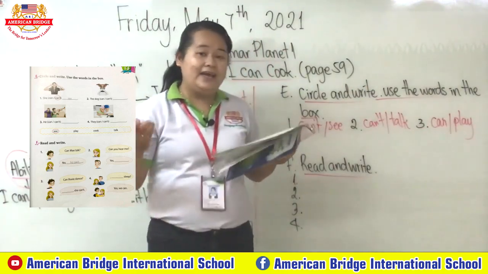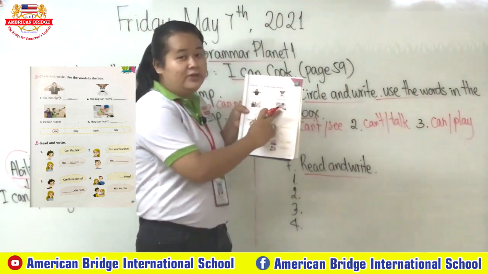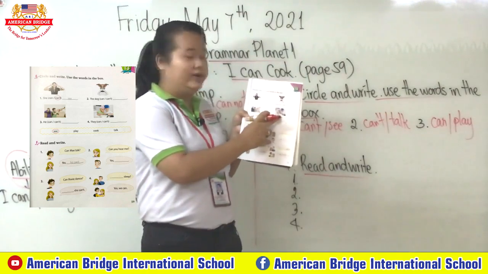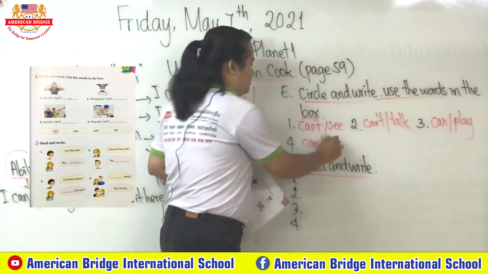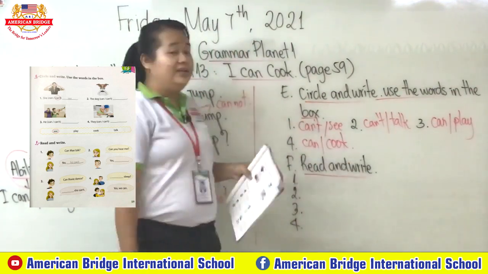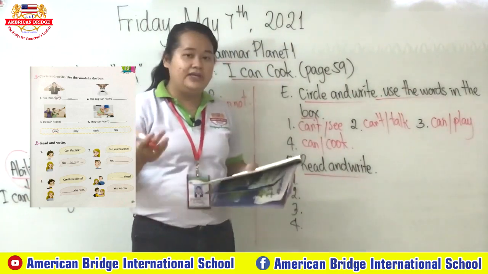You can see here that they prepare the food. So what do you think? They can or they can't? Good, they can, right? So they can cook, right? Okay, so here is our exercise E. Now let's move to exercise F. You need to read and write.